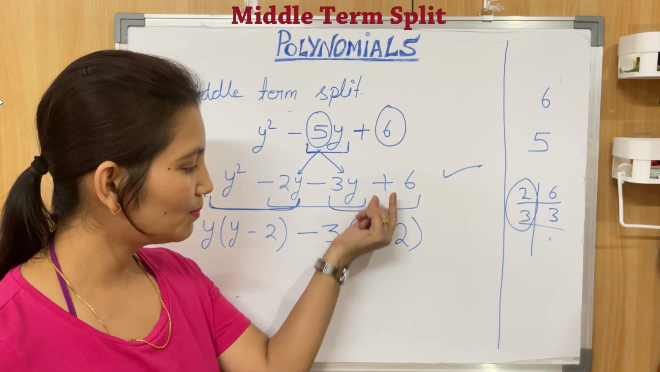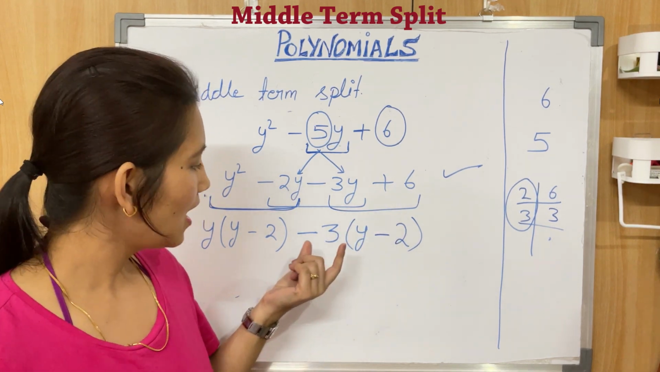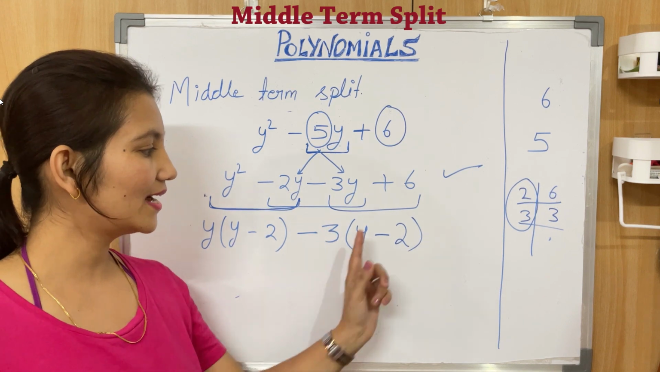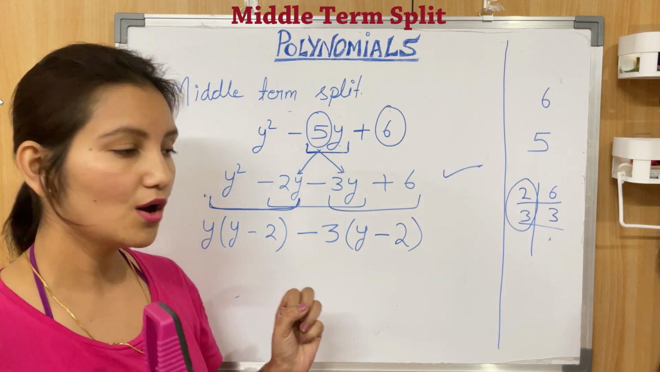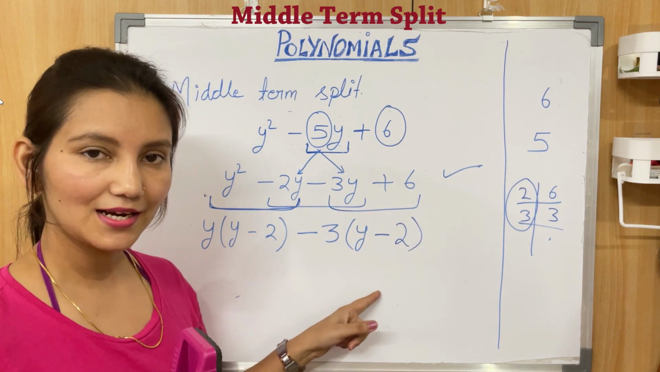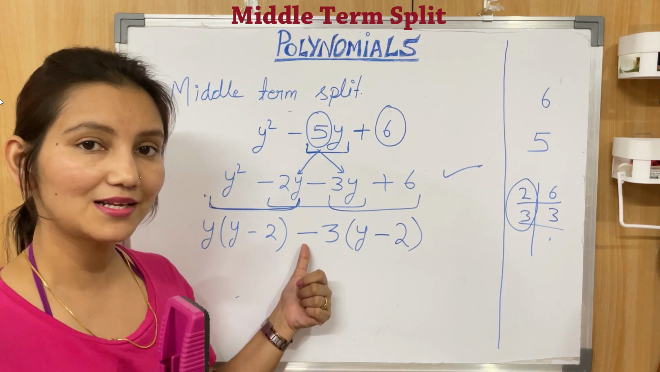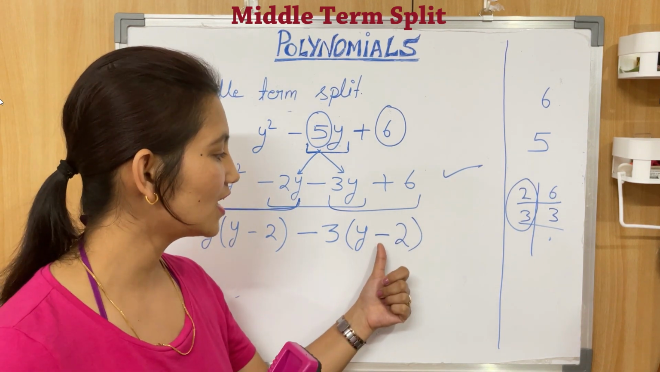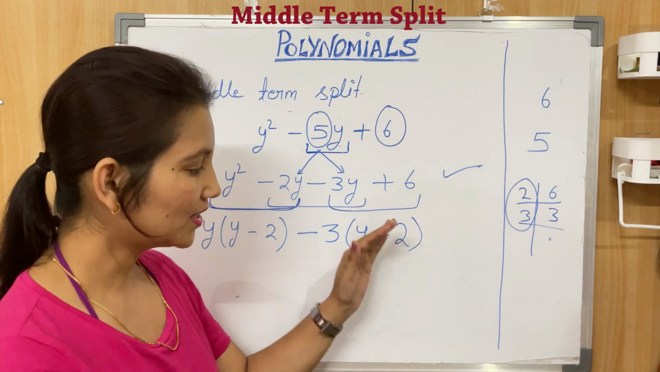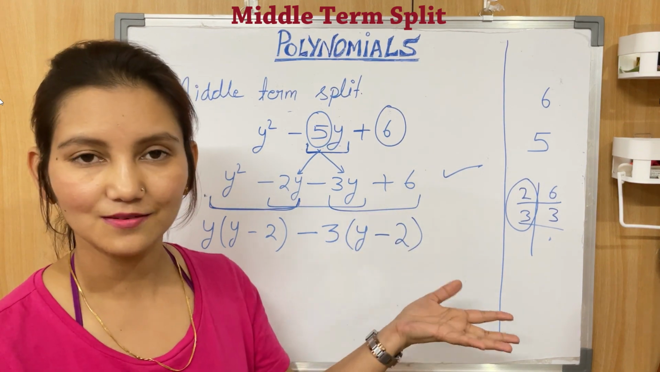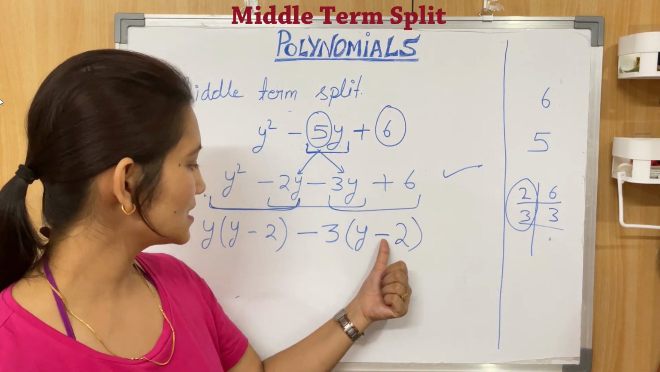Why did I change the plus sign into a minus sign? Because I have a minus sign outside the bracket. So make sure that if you are inserting a bracket, and outside the bracket there is a minus sign, then change the signs of whatever numbers are inside the bracket. Clear? So that's why there is this minus sign.